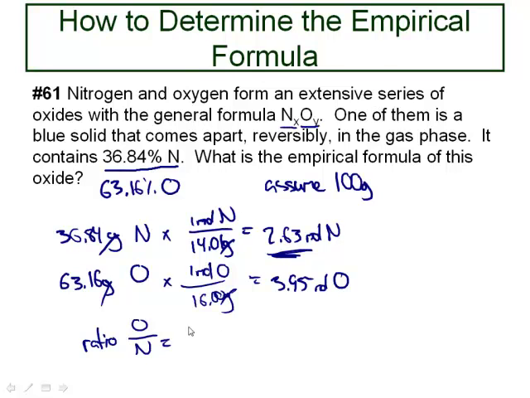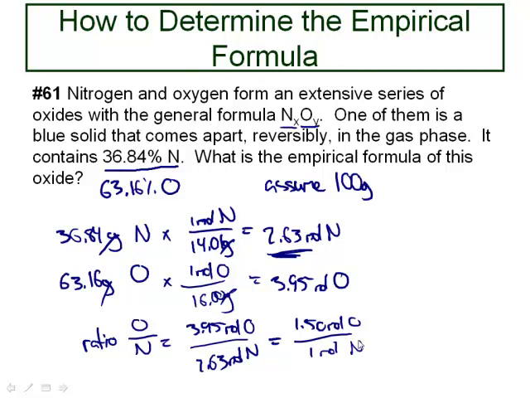So here we go. 3.95 moles of oxygen divided by 2.63 moles of nitrogen is going to give me, if I do the division, 1.50 moles of oxygen to every 1 mole of nitrogen. Now, you might think from this ratio that the empirical formula might look like this: NO1.5. But that's actually incorrect, okay?